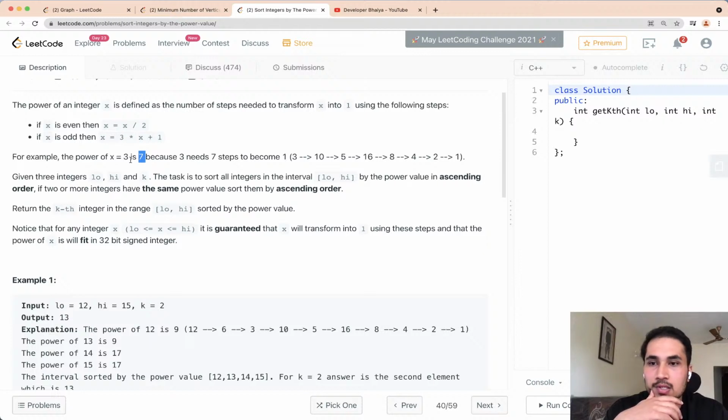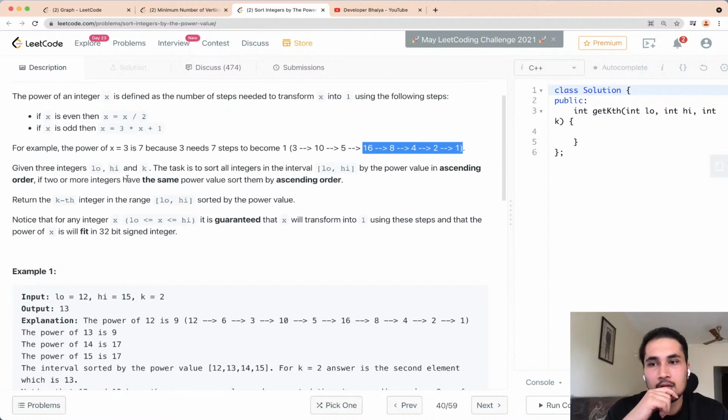So the power of x equal to 3 is 7 because it needs 7 steps to finally reduce into 1, because 3 becomes 10 as it goes into this second rule. Now 10 is even, so you divide by 2, then you multiply by 3 and add 1, and then you divide by... Okay, so this is a power of 2. Once it comes to a power of 2, we know what's going to happen.